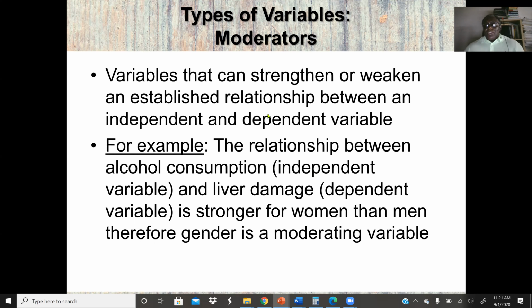Same as the cigarette, coffee, lung cancer. I smoke only one cigarette a day, but when I drink coffee, I smoke 2 packs a day. So it strengthens the outcome.